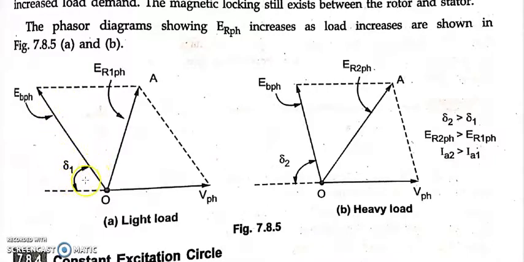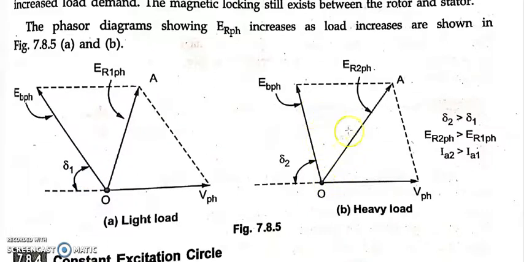So due to this applying of the load, what happens? Your ER1 phase will also increase. Before it was small, now it has increased. Okay, now you can see for the heavy load condition, again what happens? Again I'm going to increase further more load. So what happens? Delta 2 is greater than delta 1. As I'm going to increase the load, delta will also increase. So delta 2 is greater than the earlier delta 1.